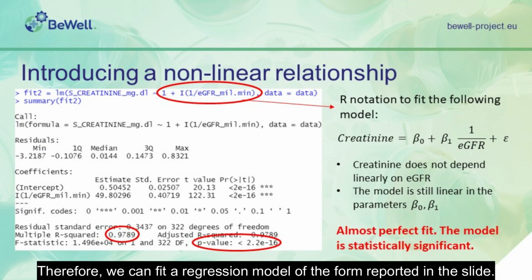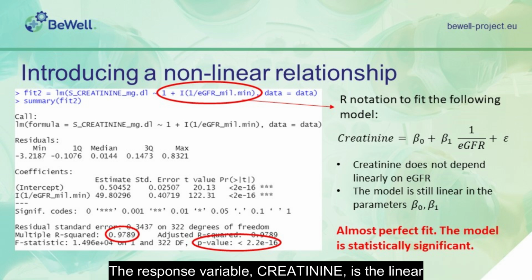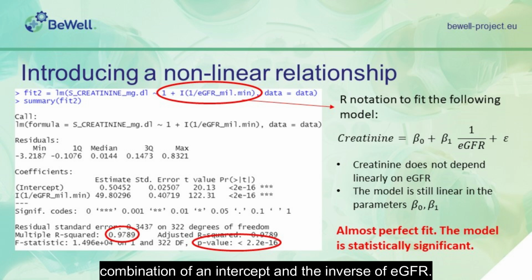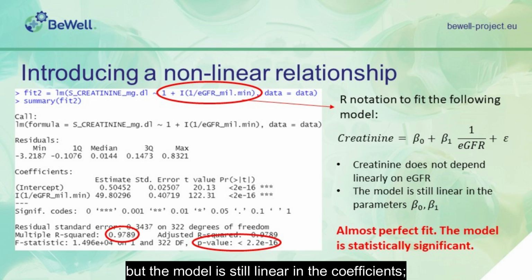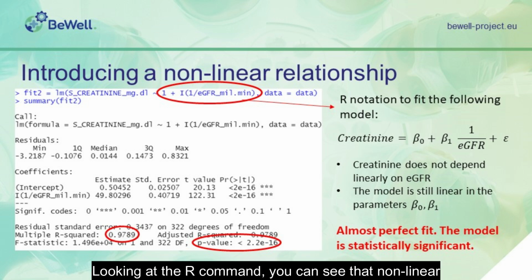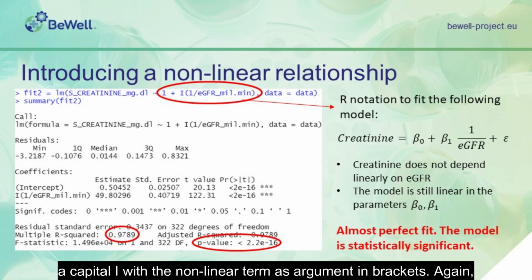Therefore, we can fit a regression model of the form reported in the slide. The response variable, creatinine, is the linear combination of an intercept and the inverse of eGFR. By doing so, creatinine does not depend linearly on eGFR, but the model is still linear in the coefficients. Hence, it can still be fitted using a linear regression through the lm function. Looking at the R command, you can see that nonlinear terms are included using that specific syntax, that is, a capital I with the nonlinear term as argument in brackets.